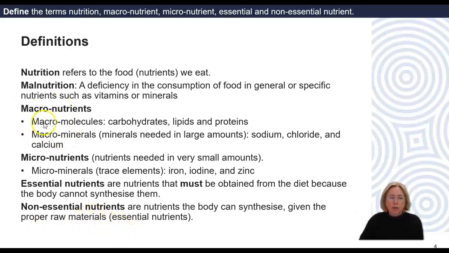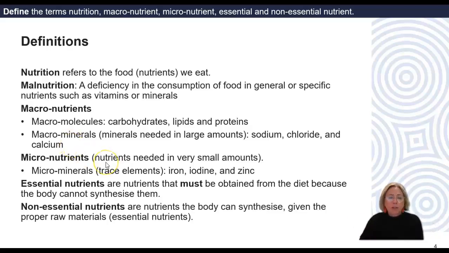Now, macronutrients are nutrients that the body needs in large amounts. So in terms of macromolecules, these are carbohydrates, lipids, and proteins. And in terms of macrominerals, so minerals that are needed in large quantities, this includes sodium, chloride, and calcium. And because we need these in large amounts, they're often called bulk.